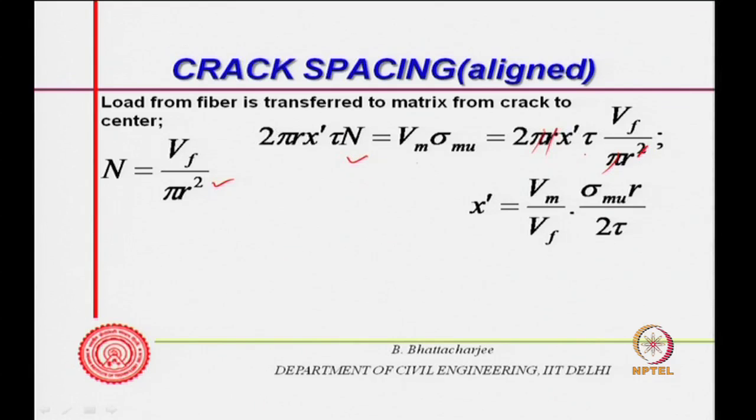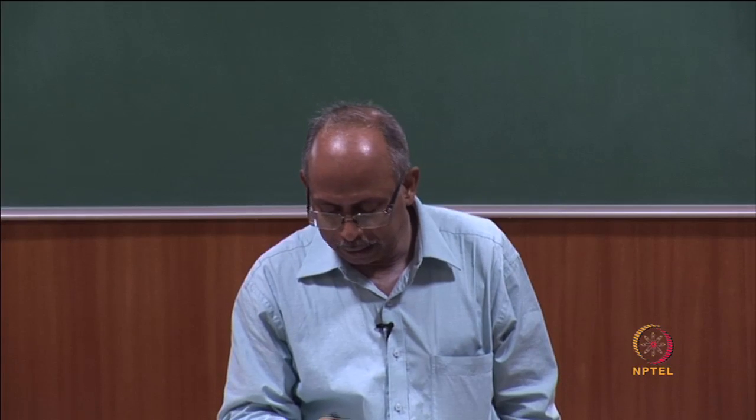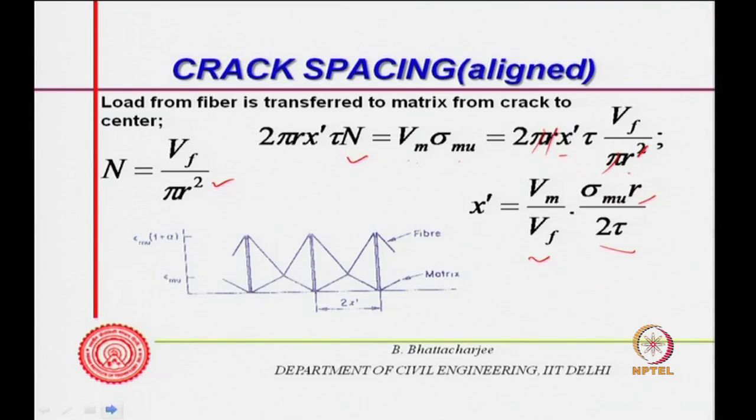So I am left with twice tau V f, and I am interested in x', which remains. So V m sigma mu, and the r here will come here, V f comes here, twice tau comes here. So that is your half crack spacing. Crack spacing will be twice x', right. So crack spacing will be twice x'.